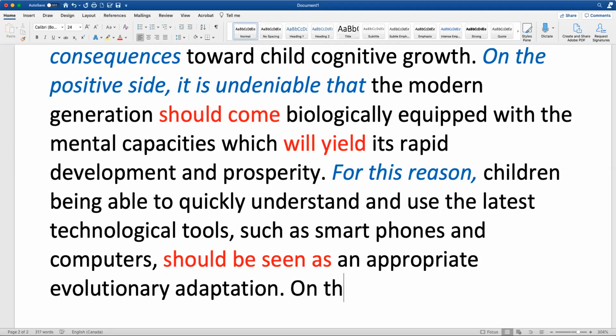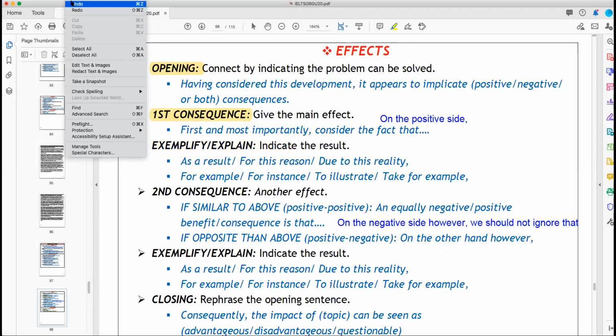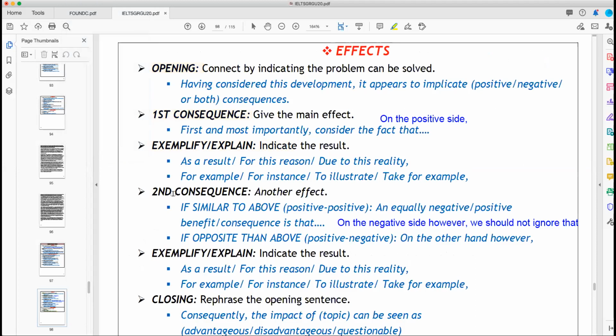On the other, okay, so going back, sorry, onto our guide. So we already have that one there. So we're going to get to the negative side now. Remember that we're using a pro and con here because it's always more academic if you give pros and cons. Doesn't mean that you can't give just pros or just cons, just positives or negatives. You can.